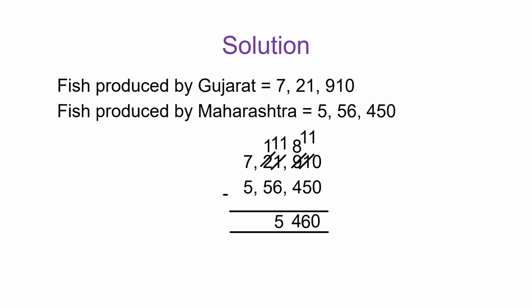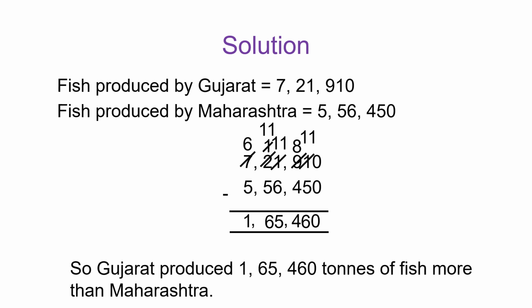In this column, we cannot subtract 5 from 1 because 5 is more than 1. So again we have to regroup. 7 becomes 6. 1 becomes 11. 11 minus 5, 6. 6 minus 5, 1. So Gujarat produced 1,65,460 tons of fish more than Maharashtra.